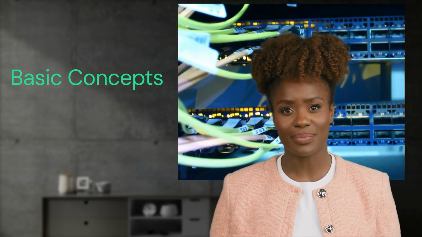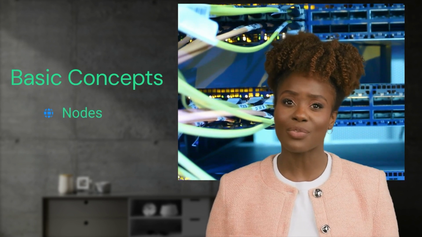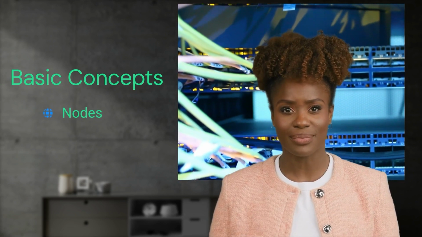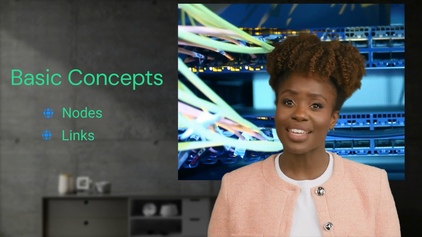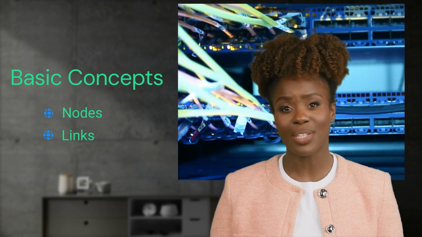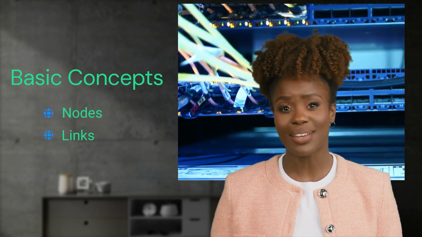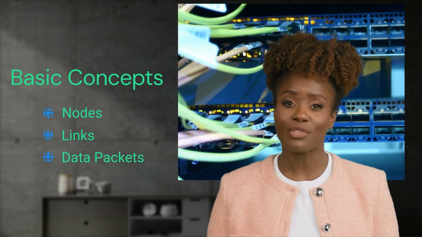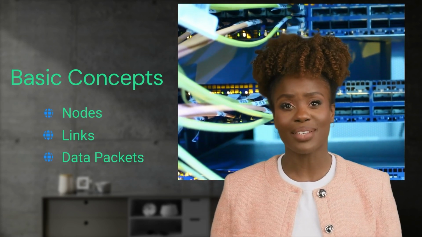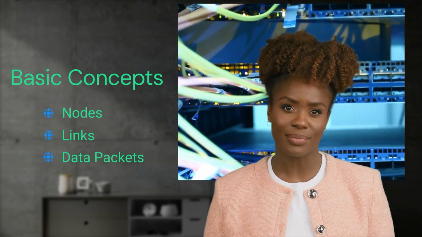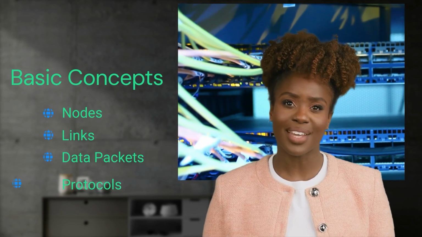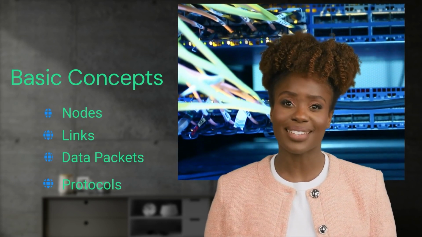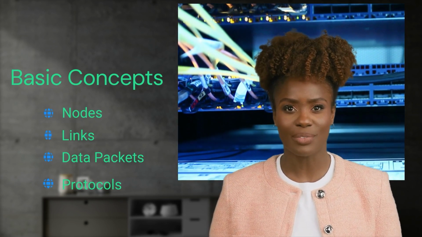Basic concepts. Nodes. These are the devices connected to the network, such as computers, servers, printers, and routers. Links. Connections between nodes, which can be wired, for example, Ethernet cables, or wireless, for example, Wi-Fi. Data packets. Information sent over the network is broken down into small packets for efficient transmission. Protocols. Rules and standards that govern communication between devices on the network, such as TCP, IP, Ethernet, and Wi-Fi.